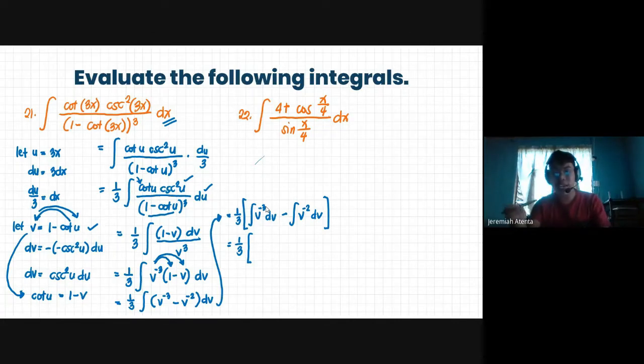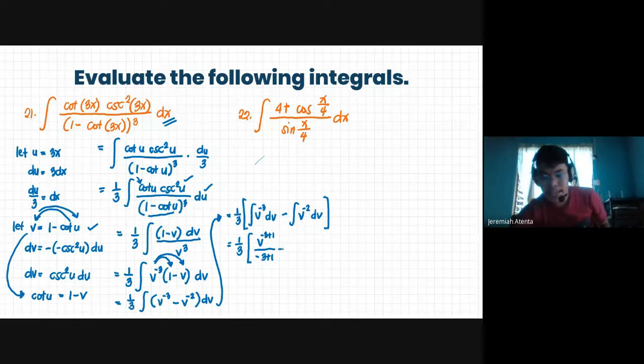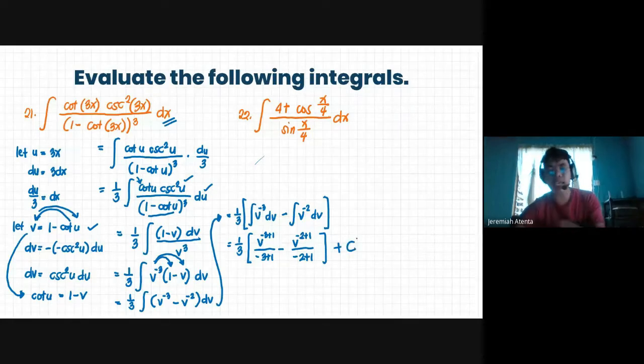Very good. We just add 1 to the exponent and whatever is the resulting exponent, we put it in the denominator. Okay? So this will become v to the negative 3 plus 1 over negative 3 plus 1, minus v to the negative 2, we also just add 1. So we have v to the negative 2 plus 1 over negative 2 plus 1. Then you have plus c.